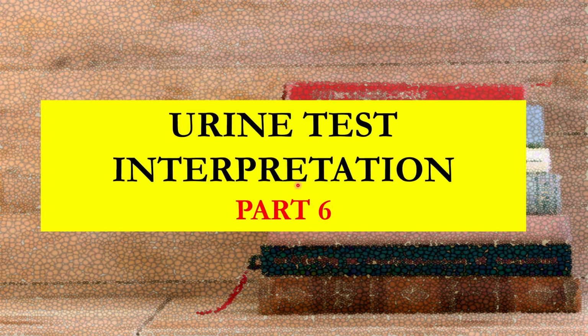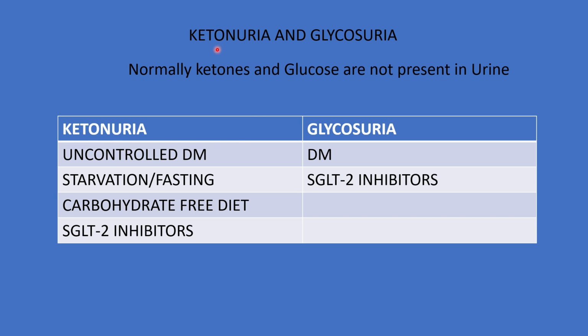Today we are continuing on our urine test interpretation. This is part 6 of the video series in which we are interpreting urine tests. So let's begin. Today we will discuss ketonuria and glycosuria. Ketonuria is basically the presence of ketone in the urine, and glycosuria is the presence of glucose in the urine. Normally ketone and glucose are not present in the urine.